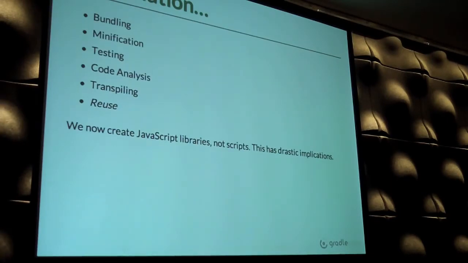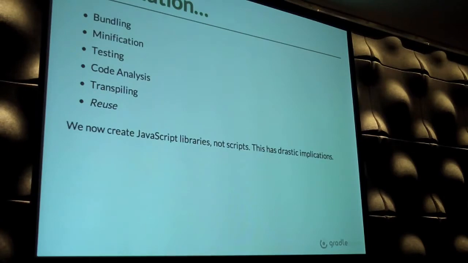Testing. Testing is a type of automation, of course. And we're now testing JavaScript as a necessity because we have so much logic wrapped up in our JavaScript. When it was just a few scripts here and there, this wasn't really something that was thought about. So testing JavaScript actually requires more automation to do it properly than it does in the Java space. Code analysis, JS lint, etc.